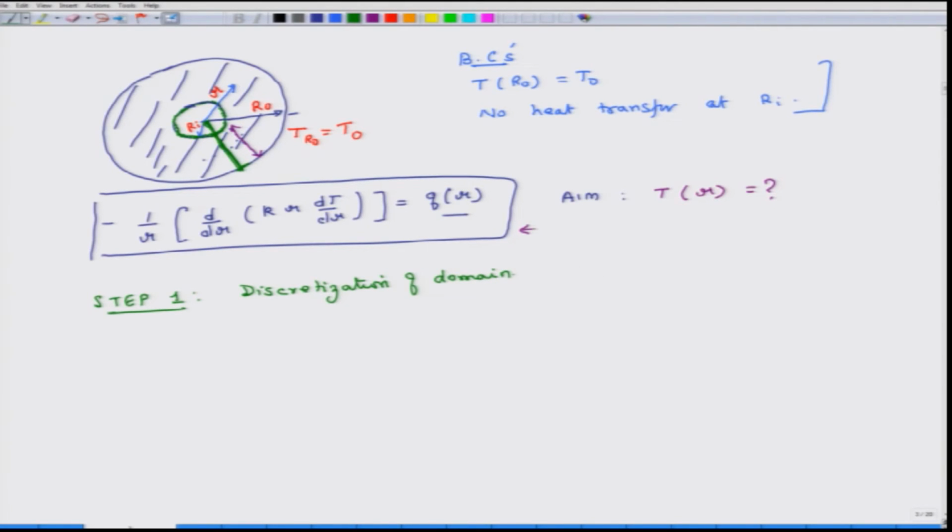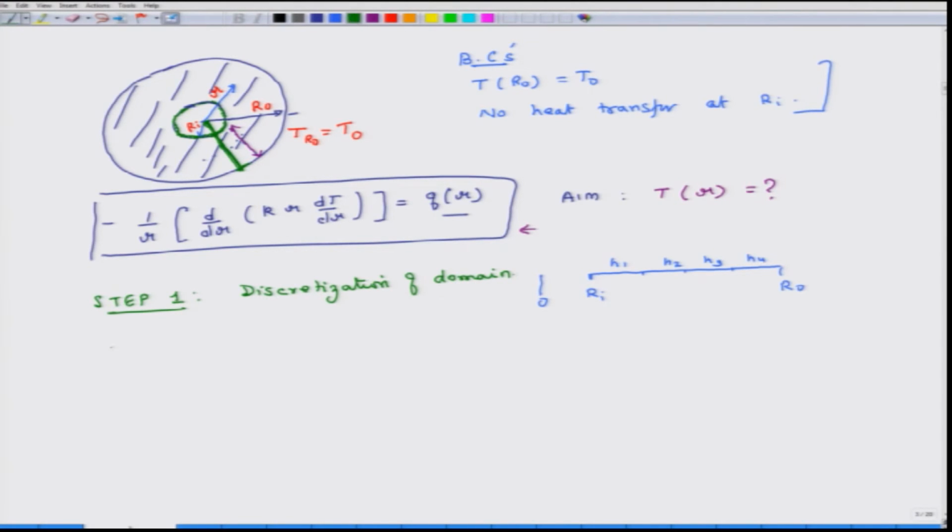So, my domain is this, Ri to Ro, and let us say this is my center, the origin. The overall length of the domain is Ro minus Ri, and I can break it up into smaller elements. This first element is h1 long, the second element is h2 long, the third is h3 long, h4 long, and I can break it up into whatever number of elements I want. So, this is the first step.